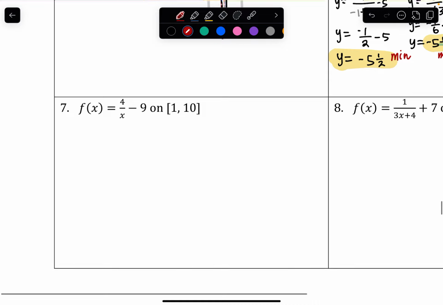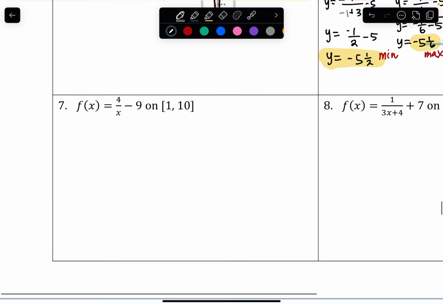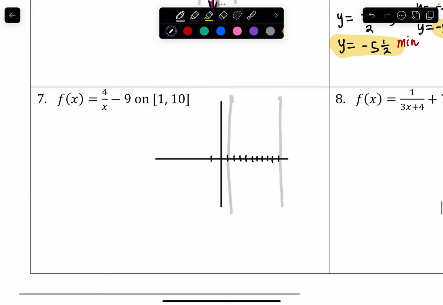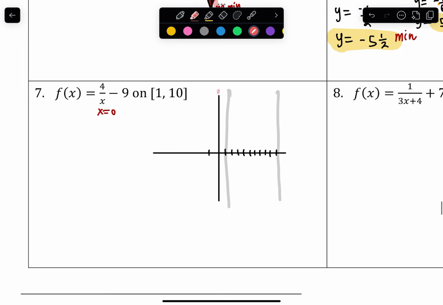Okay, looking at this next example, we're looking at the interval from 1 to 10. I'll go ahead and graph that. So 1, 2, 3, 4, 5, 6, 7, 8, 9, 10. Interval 1 to 10. And then my vertical asymptote is going to be at x equals 0. It hasn't been moved left or right. So it does fall outside the interval.